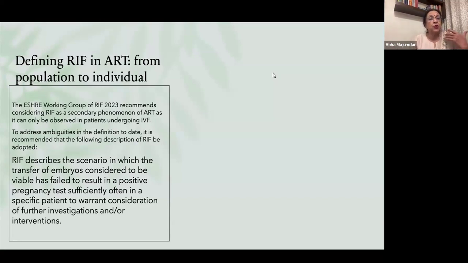There is so much ambiguity in the definition to date that it is recommended that we must have the following description of RIF to say that, yes, this is RIF. It describes a scenario in which transfer of embryos considered to be viable has failed to result in a positive pregnancy test sufficiently often in a specific patient to warrant consideration for further investigations or interventions. I'll explain this further to you.